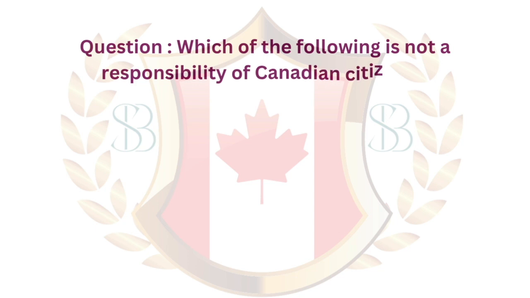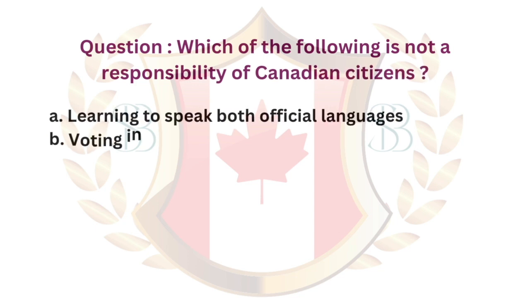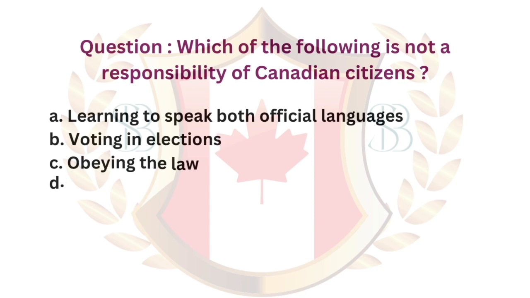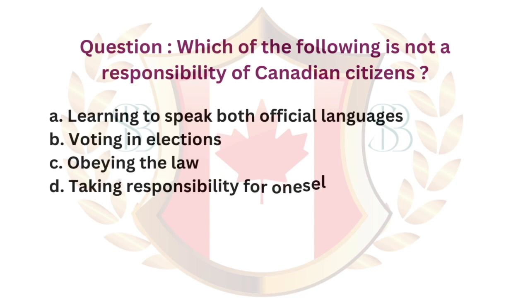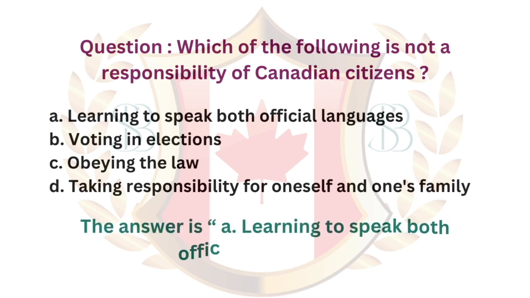Question: which of the following is not a responsibility of Canadian citizens? A. Learning to speak both official languages. B. Voting in elections. C. Obeying the law. D. Taking responsibility for oneself and one's family. The answer is A. Learning to speak both official languages.